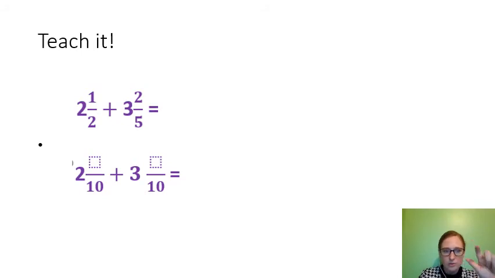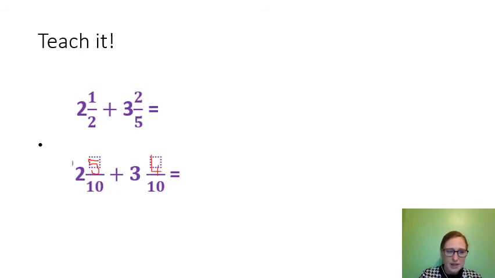2, 4, 6, 8, 10. I multiplied it by 5, so I need to multiply the 1 by 5. 1 times 5 is 5. Then I need to change the 2/5 into tenths. 5, 10. I multiplied the 5 by 2. So I need to multiply the 2 by 2. 2 times 2 is 4.